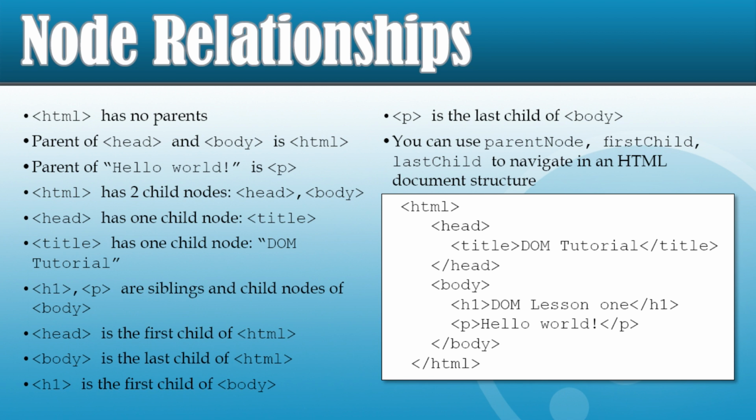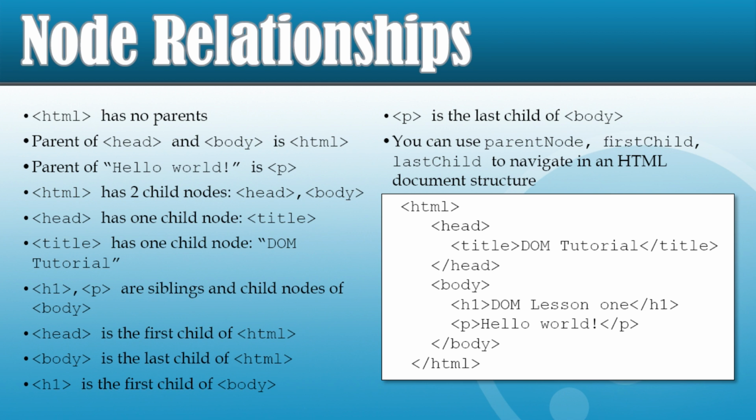So for example, I have the HTML code here on the right. HTML has no parents. The parent of head and body is HTML. The parent of the text value "Hello world" is the element p. HTML has two child nodes, head and body. Head has one child node, which is title. Title has one child node, the text value "DOM tutorial."